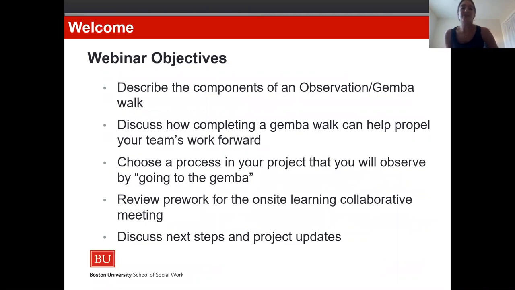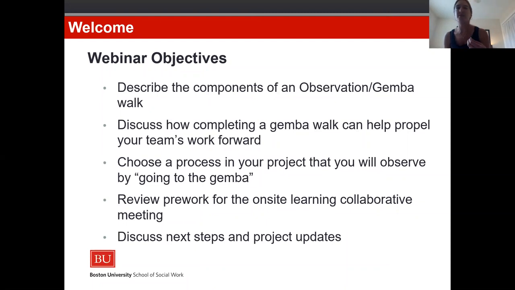Today, we're going to be primarily discussing a tool called a Gemba, or an observation walk. And specifically, we're going to be talking about what a Gemba walk is, how you complete one, and how you can really use the tool to propel your team's work forward by gaining a better understanding of how your patients and your families view your current systems and your processes.